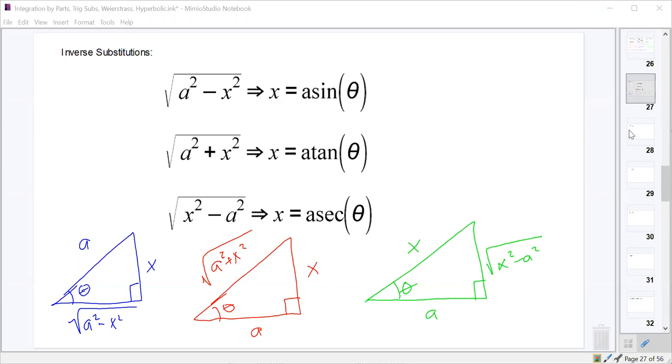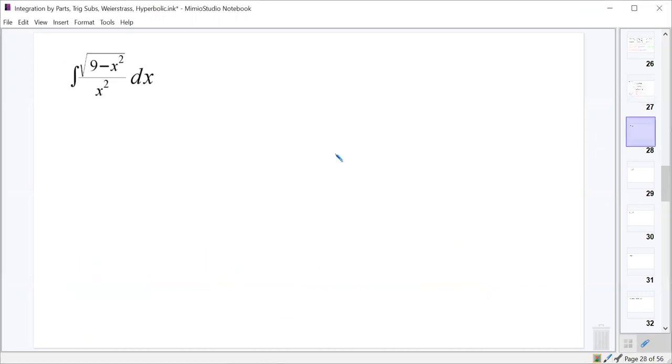Okay, all right. Let's do an example, since you think it'll make more sense after an example. So what do I have here? I have an integral of root 9 minus x squared over x squared. And so what do we see there? We see a root 3 squared minus x squared, right? That's a root a squared minus x squared.